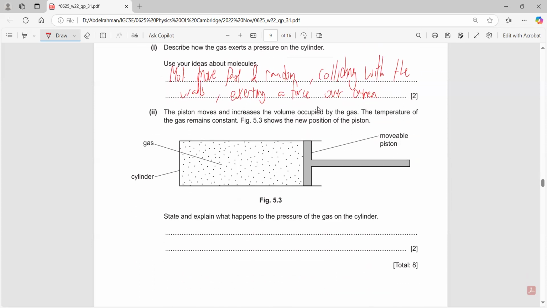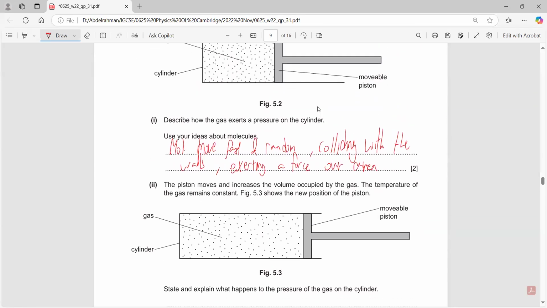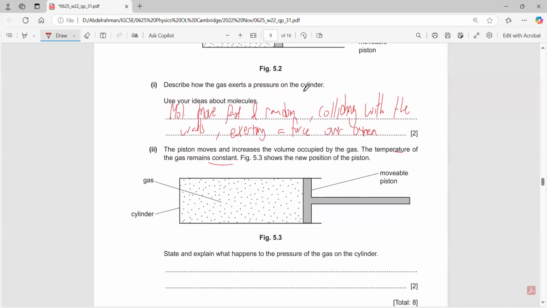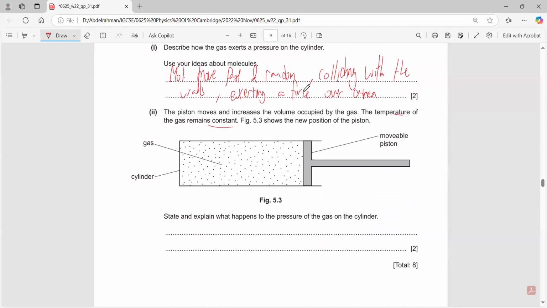Now, what happens? If you can see the difference between figure 5.2 and 5.3, the piston moves and increases the volume. When the volume increases, now we can say what happens to the pressure, as he's saying the temperature remains constant. The pressure decreases. Why? Because as the volume increases, the pressure decreases, because they are inversely proportional. So you have to say that the pressure decreases.